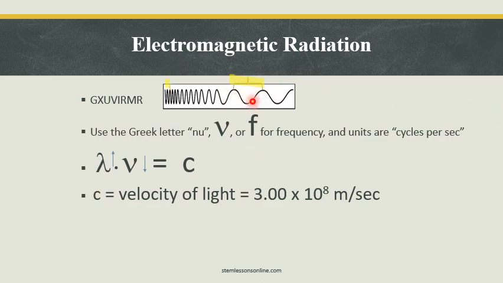So wavelength and frequency are inversely related. The higher the wavelength, the lower the frequency. And when you multiply them, you will get a constant because they are inversely proportional. That constant is the velocity of light, which equals 3 times 10 to the power 8 meters per second.